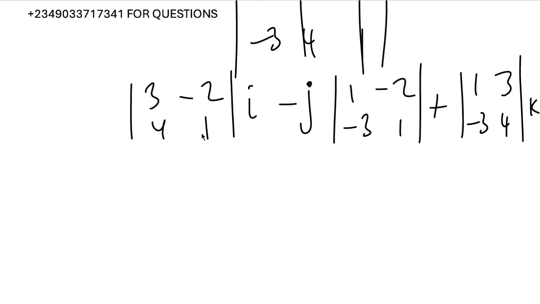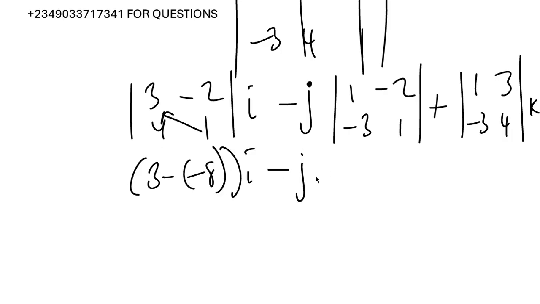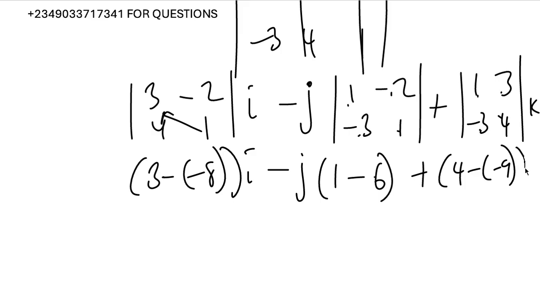So if you get the determinant, this is going to be 3, and then negative of 4 times negative 2 is negative 8, and then that's i, and then negative of j, and then 1 times 1 is 1, and then negative 3 times negative 2 is positive 6. Are you following that? Positive 6. So negative of 1 minus 6, and then plus 4 times 1 is 4, then negative 3 times 3 is negative 9. So negative of negative 9, k. That will be 11i, and then 1 minus 6 is negative 5, and then negative is positive, so 5j, and then plus 4 minus 9 is going to be 13.